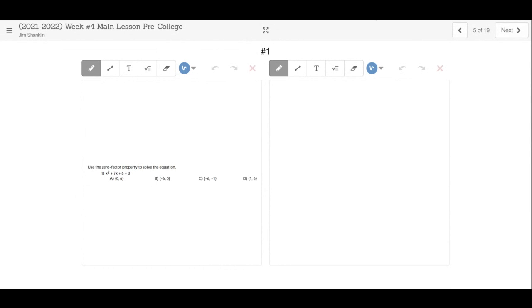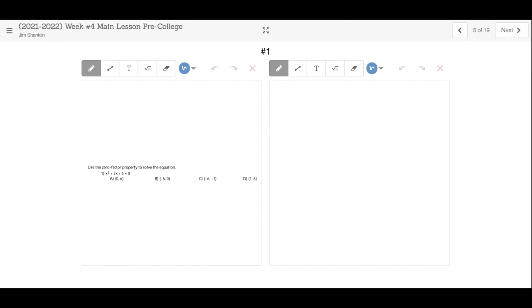Let's see here. Is this problem number 1? Yep, it's problem number 1. Okay, so for this problem, it says use the zero factor property to solve the equation. Usually that just means that you're going to, oops, I did not share my screen. You guys probably can't see that. All right. Oh, yeah, you can.